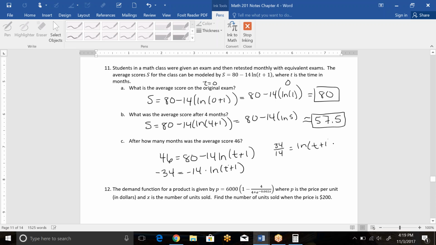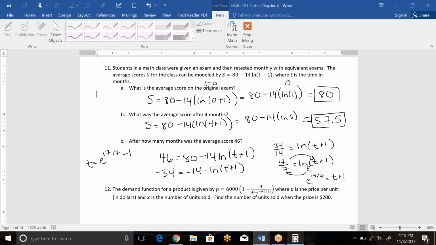And then I would reduce that to 17 over 7. And then to get this t out of this argument, we need to turn this back into an exponential. So this would be e to the power over here, so 17 over 7, equals the argument inside. So this would be t plus 1. So the actual formula, if you want the exact answer, is e to the 17 over 7 minus 1, because we'd subtract that 1 over.